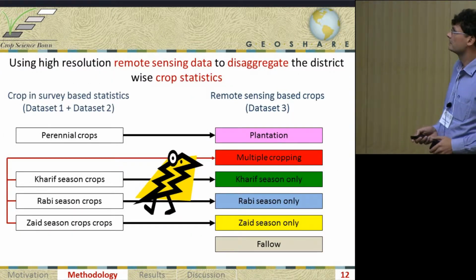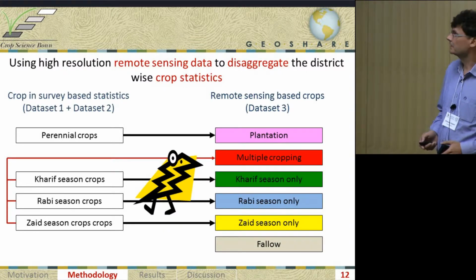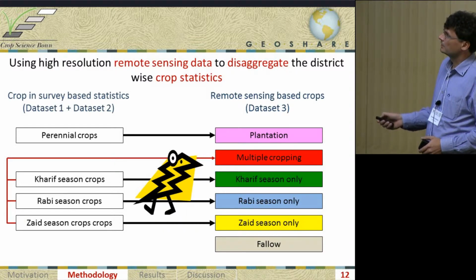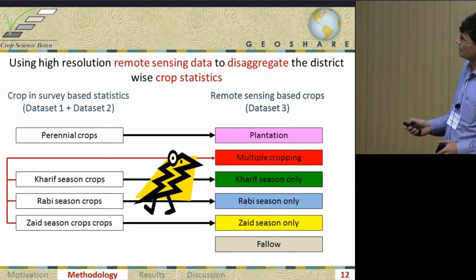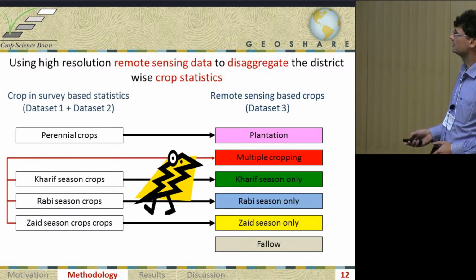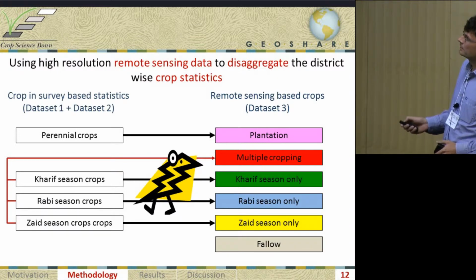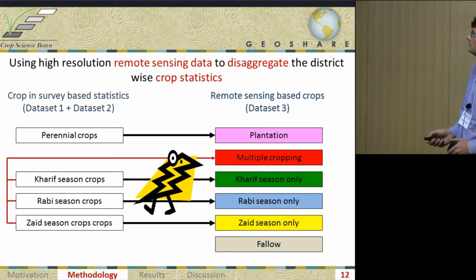Okay, so when we combine the information, of course, we can make first a direct link between the statistics at district level and the remote sensing information, because there's a match of these classes. But in addition, of course, these crops can also grow in multiple cropping areas, and then combine a Kharif with a Rabi season crop or a Zaid season crop.